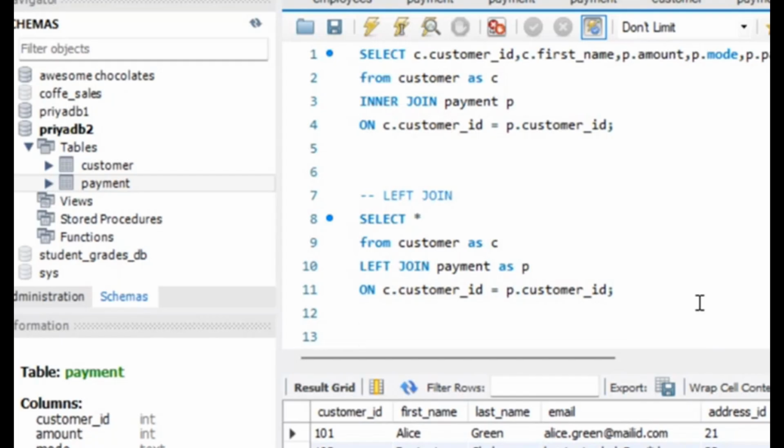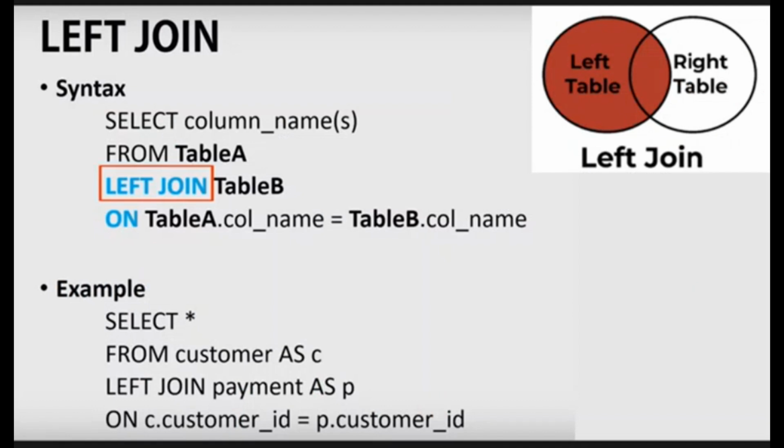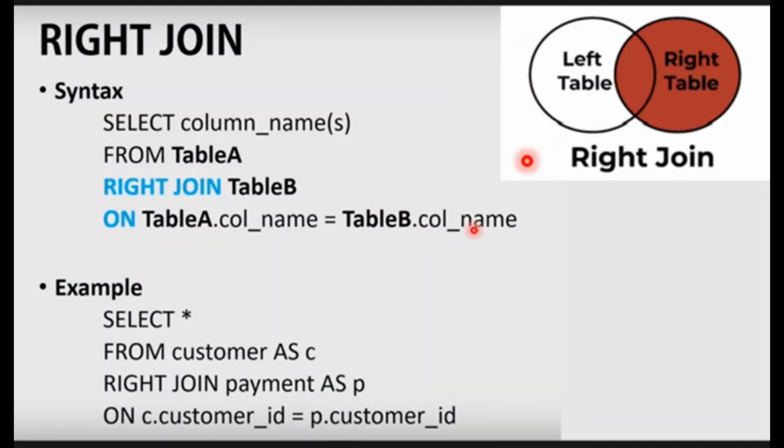Next, let's see what we have. We have the right join. So as shown in the Venn diagram, everything from the right table and the corresponding common values from the left table will be picked up. The syntax is almost the same. You'll use a right join, table B, on the column name you have to pick up from both the tables. So you will have to use the right join in the syntax. Let's see it in the code.